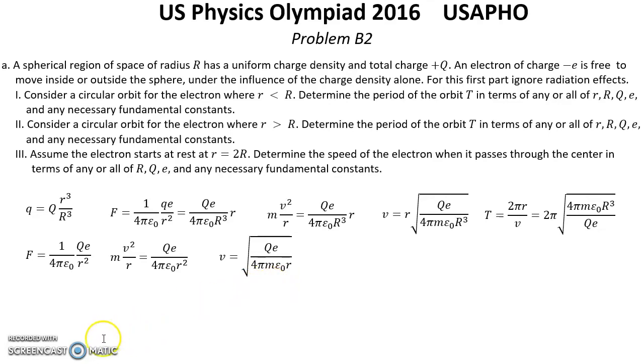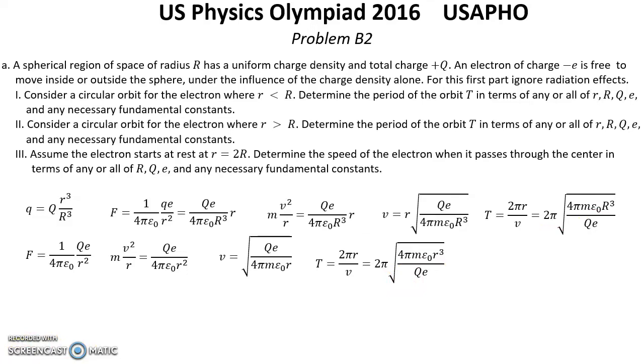And again we have the period equal to this expression, which is like Kepler's third law, where the square of the period is proportional to the cube of the radius. And for the first question, the time does not depend on the radius, like for simple harmonic motion.